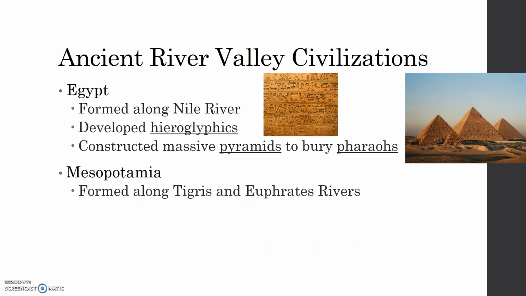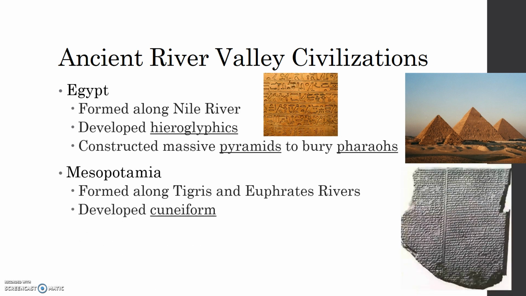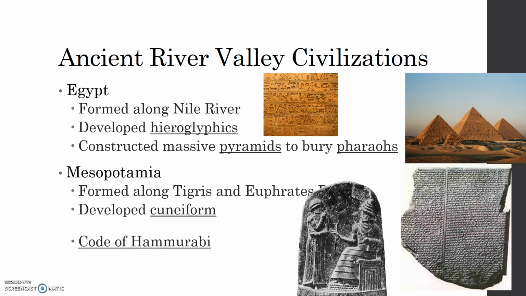Then you have Mesopotamia. Mesopotamia was formed along the Tigris and Euphrates River. It would be in what today is Iraq. And they also had writing. This was, again, a picture-based writing system called cuneiform.